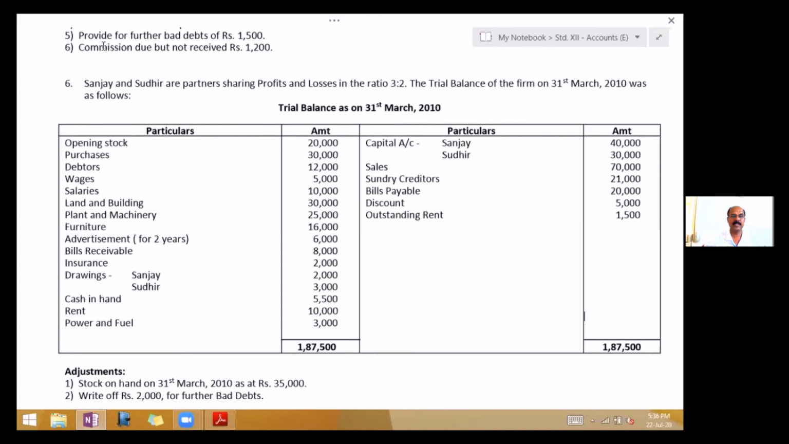Okay, students, let's begin the last problem. I'm going to read it quickly for you and then we discuss and solve it. Sanjay and Sudhir are partners sharing profits and losses in the ratio of 3:2. The trial balance of the firm as on 31st March 2010 was as follows. Trial balance as on 31st March 2010.